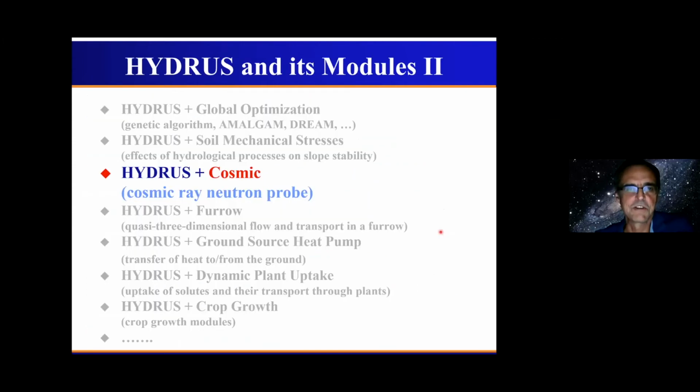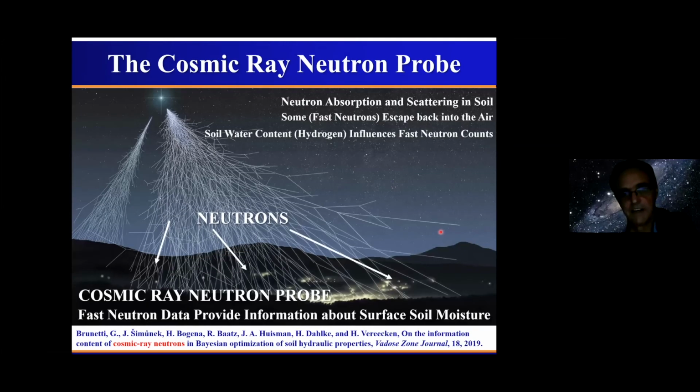So first one was the COSMIC module. So what is COSMIC? Maybe you have heard about the cosmic ray neutron probe. It's a device which can measure water content on the large scale, on the scale of over 100 meter radius, right? Which is obviously the goal. You don't want to measure water content at a really small scale, at the scale of the samples. For applications, you need this large scale.